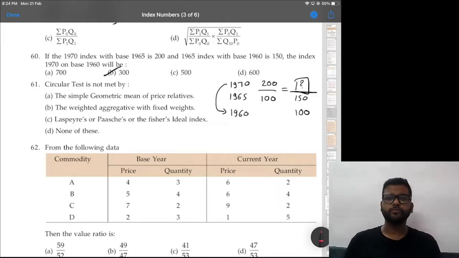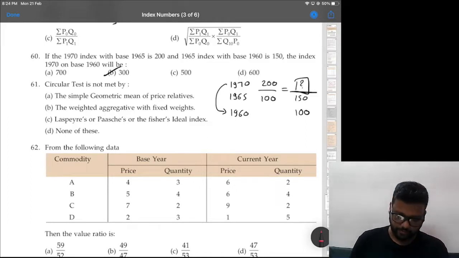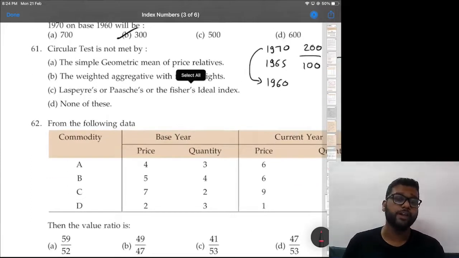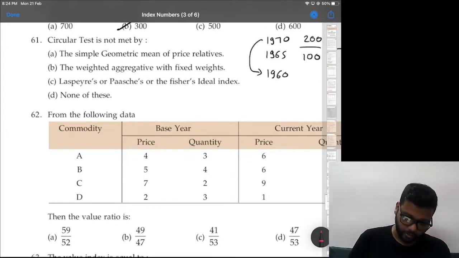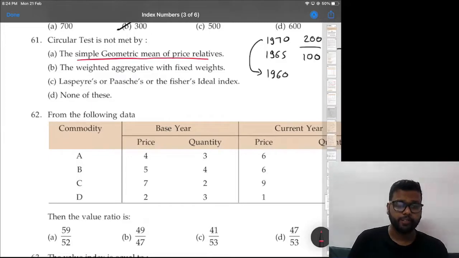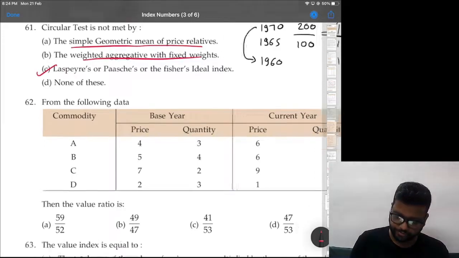Okay, so let's start with question 61. Circular test is not met by, that is a purely theory question. If you have read the theory, we know that the simple geometric mean of price relatives and weighted aggregative with fixed weights, both of them follow the circular test. This is the correct answer, not met by LPF.